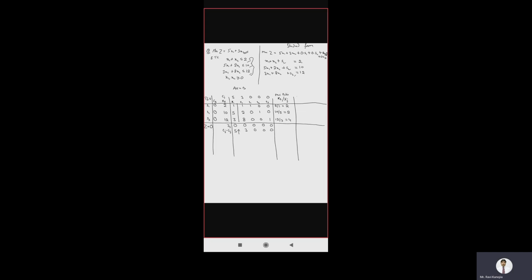Let's say that in the first case, S1 will leave. So S1 leaves, and this one is the key element. And we know that we have to make the key element 1 and all the other elements in its column 0. Okay, so let's start with that. The first step: the first row.